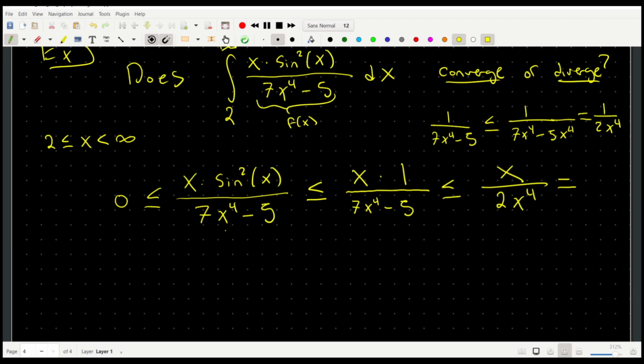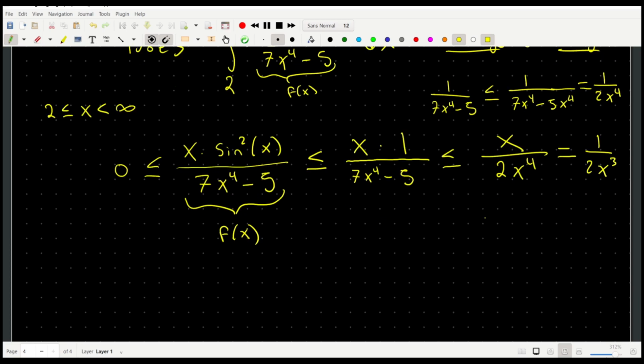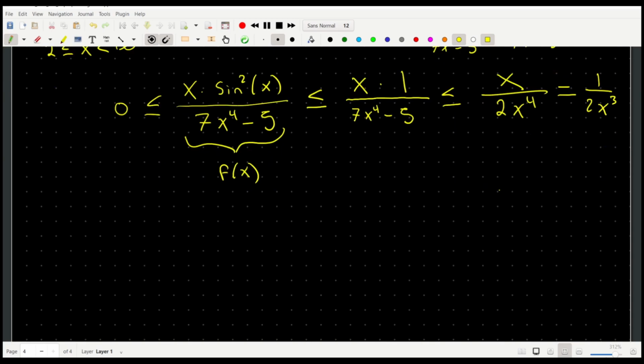So we have that complicated unknown function, which we don't want to calculate the direct integral of, right here. This will always be less than or equal to x over 2x to the fourth, which is the same as 1 over 2x to the third. So this is our comparison function, g of x.